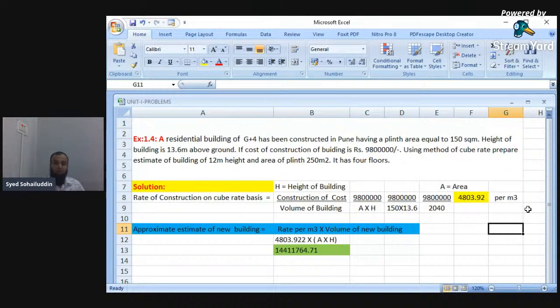So 4803.922 multiplied by the area, multiplied by h, and importantly, multiplied by the number of stories. There are 4 floors, so for each floor we have to find out. So multiplied by 4, the total cost is 1,44,11,764. This is nothing but the total cost. So again, with the help of the cubic content method, we can find out the cost of the building.